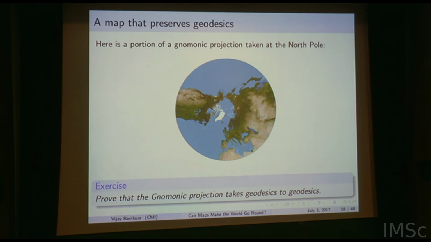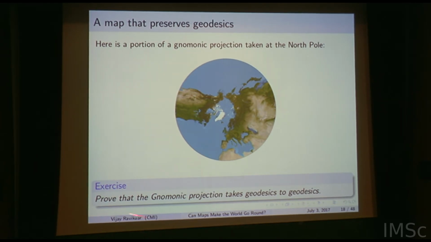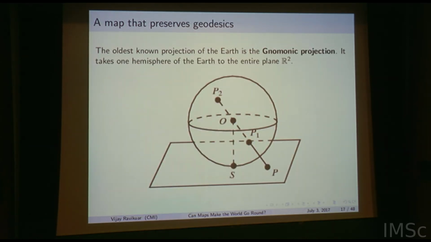So can anybody here prove, maybe you can think for half a minute, that the gnomonic projection actually takes geodesics on the sphere to geodesics in the plane? Why is it that I'm claiming that the gnomonic projection takes geodesics to geodesics? Does anyone have an explanation? Imagine a ray of light from the center. Let's go back to here. Say that again? Imagine a ray of light from the center. Yeah.